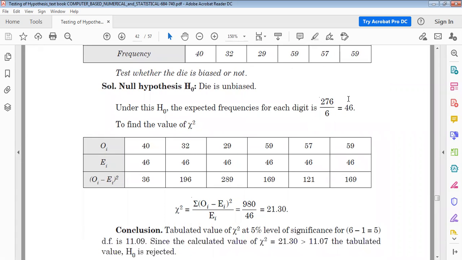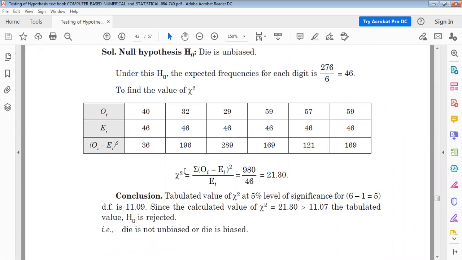Now the expected value, 45. Expected value 45. So (O_i minus E_i) whole square, that means the difference whole square, as in the previous example. So applying the chi-square formula, summation (O_i minus E_i) whole square divided by E_i. The total sum is 980. After calculation with the calculator, we get 980 divided by the expected value, 46 for every sample. Now we get 21.30. But at 5% significance level for 5 degrees of freedom, we have already seen the table value is 11.09 as in the previous example.